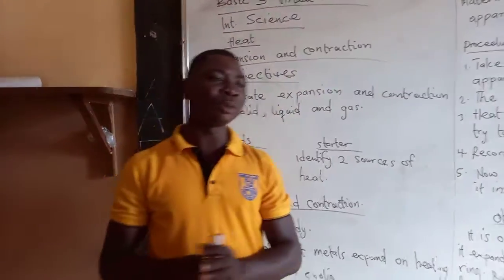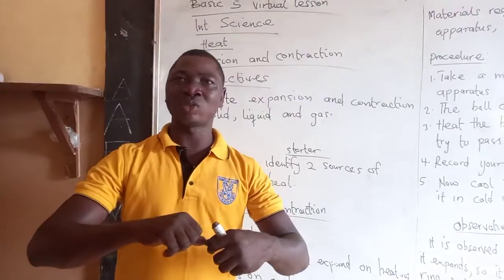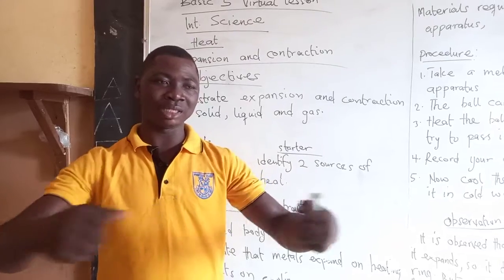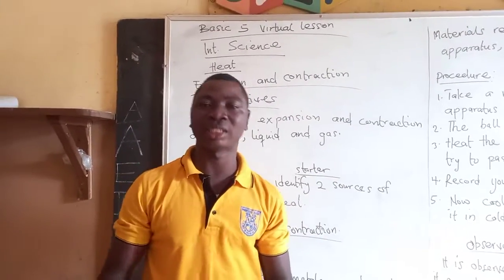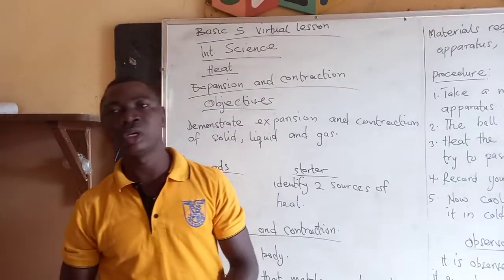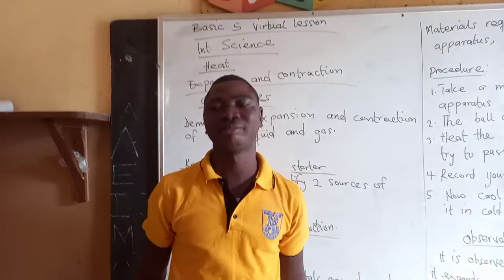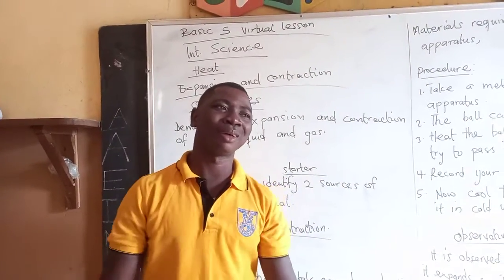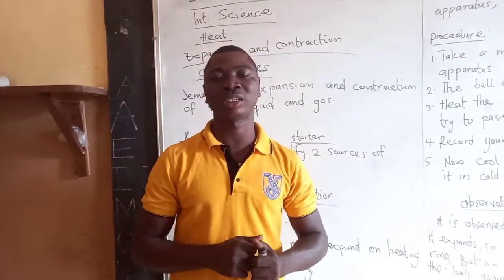Again, when we take any metal and we try to make it big, expand it, we say that is expansion. But when we heat it with some rods to make it small, that is contraction. So for now, I think you've understood expansion and contraction.